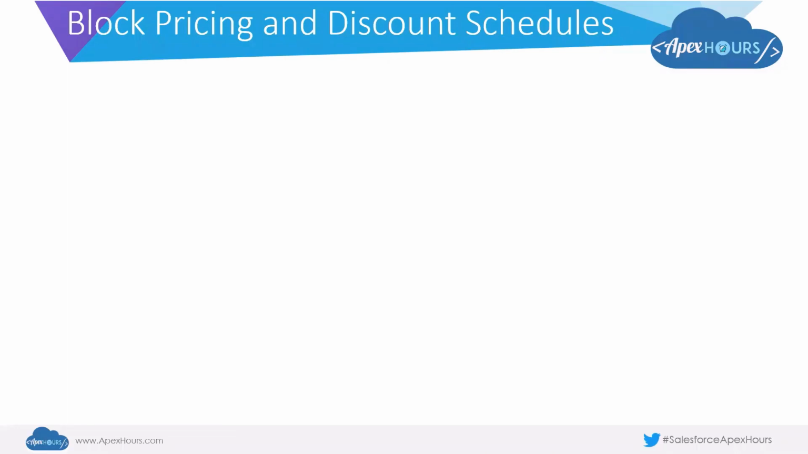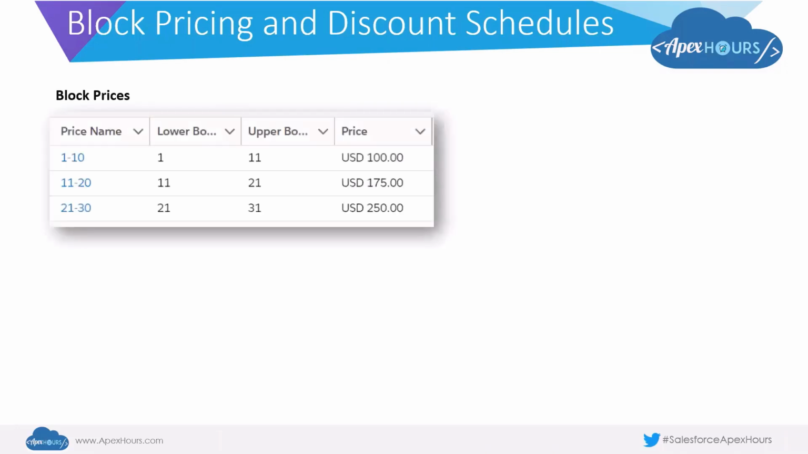Block pricing and discount schedules go hand in hand. Now, we covered block pricing as part of our pricing methods video. So please do take a look at it if you're not familiar with that particular pricing method. But if you are familiar, you would remember that block prices have a very similar structure to discount schedules. So in this example, we have 3 tiers with a lower bound and upper bound and an associated block price associated with it.